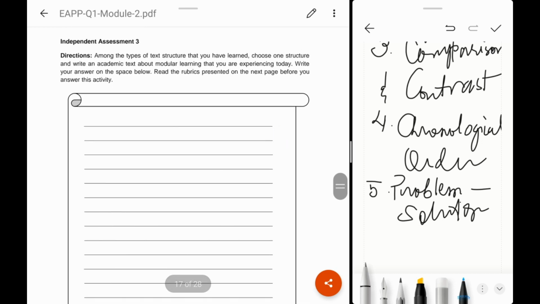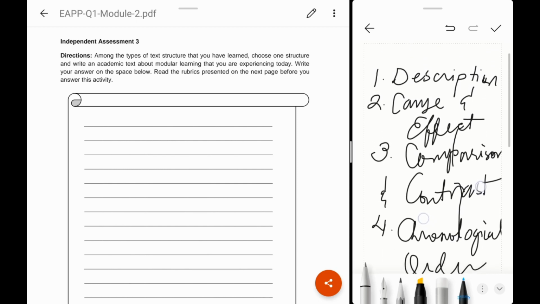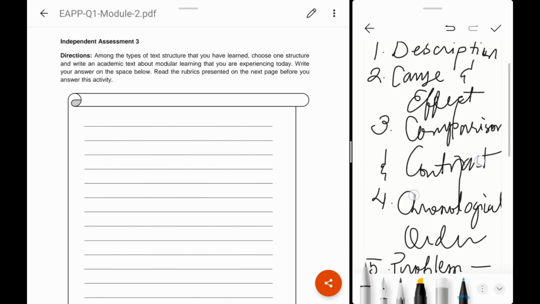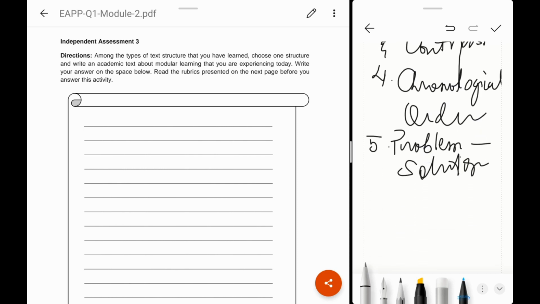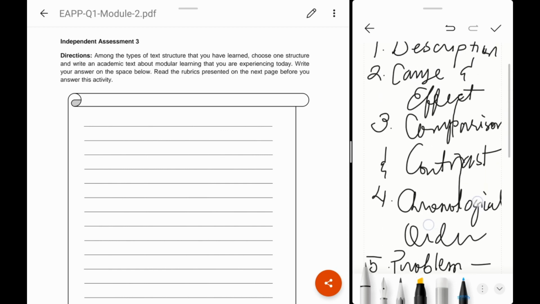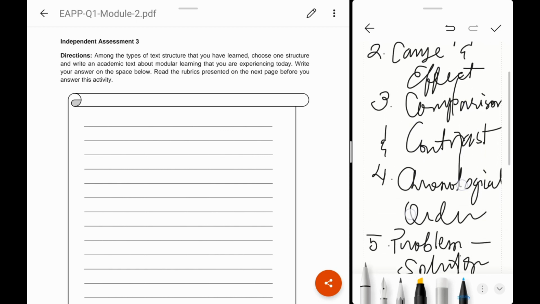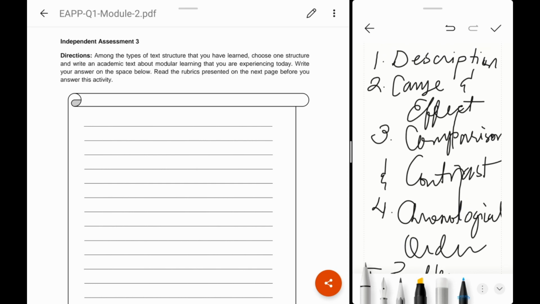Among the types of text structure that you have learned, choose one. Pili daw kayo sa may 5 na to. Sa 5 diniscuss natin na text structure na to, sa description, cause and effect, comparison and contrast, chronological order, and problem solution. Pili ka daw ng isa doon. And then write an academic text about modular learning that you are experiencing today.